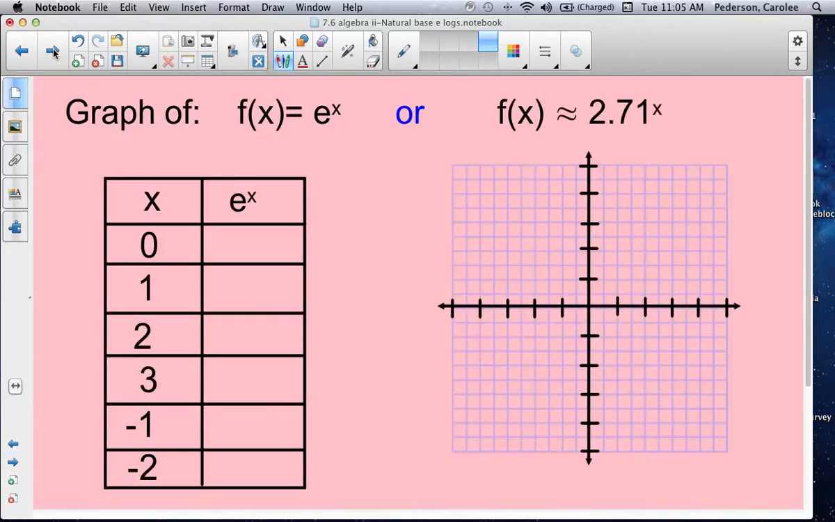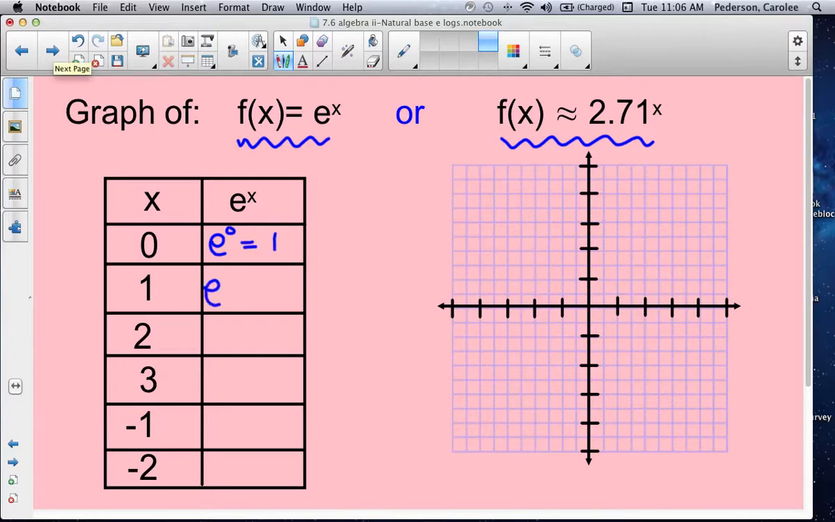All right, what we're going to do is go ahead and graph this function. It's a very important function for us to know how to graph. So we have f of x equals e to the x, or the same thing as f of x equals 2.71 raised to the x power. So we've set up an xy chart, and we're going to substitute some numbers in for x. If we substitute 0 in for x, e to the 0, anything raised to the 0 power is just 1.